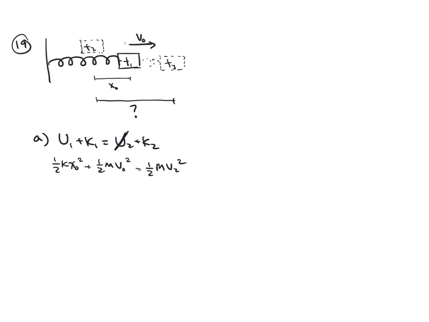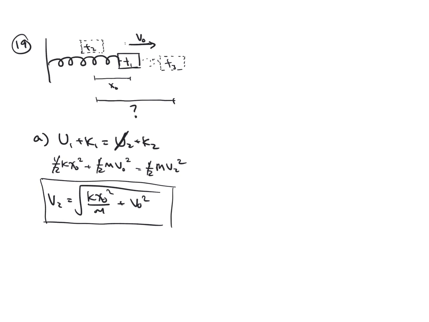All right, so multiply everything by 2. That'll cancel all the halves out. Then divide by m and square root. So k x naught squared over m plus v naught squared, and then square root it. Okay, so that's the answer for part A. The final answer is only allowed to contain variables that are stated in the question. They tell us m, k, x naught, and v naught. So looks like we are okay.